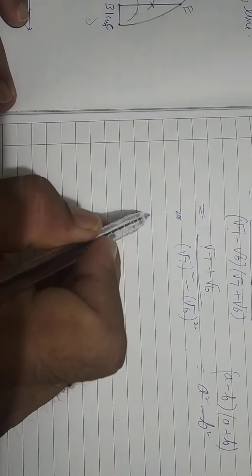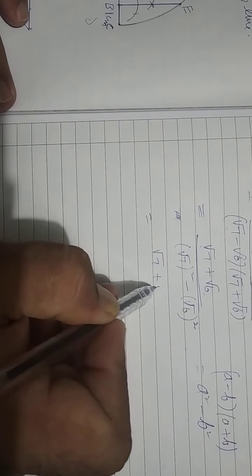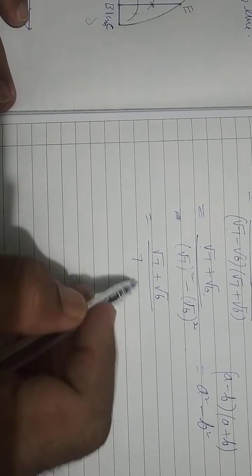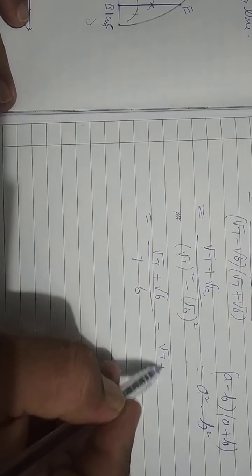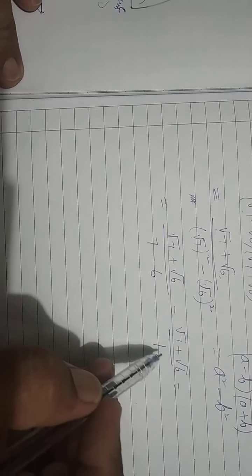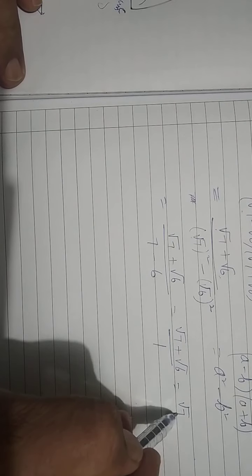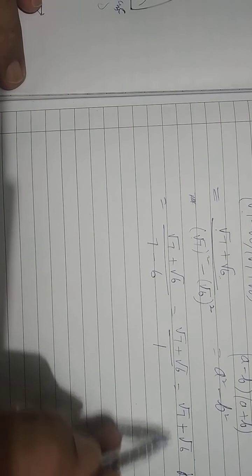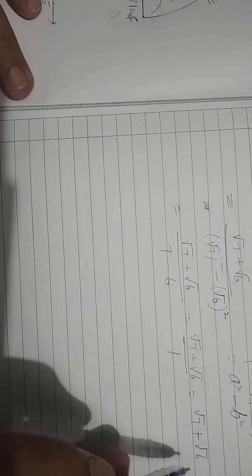Now it is root 7 plus root 6 upon root 7 square is 7 and root 6 square is 6. So the answer is root 7 plus root 6 upon 1, and when we have 1 in the denominator, normally we do not write it. So it's root 7 plus root 6. So we have rationalized the denominator in the second part.